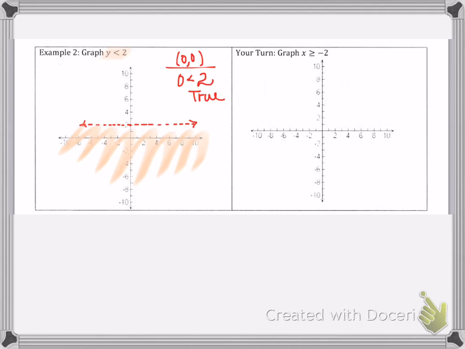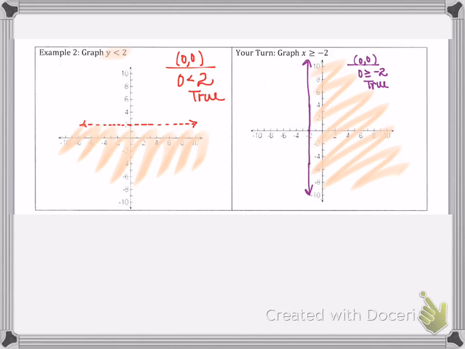So for the next graph, x is greater than or equal to -2. You're going to go to the x-axis and make a dot at -2. This is going to be a vertical line, and it is going to be a solid line because it is or equal to. And if I plug in 0, 0, I'm going to get 0 is greater than or equal to -2. That is true. So that means that I am going to be shading towards 0, 0 on the right-hand side.